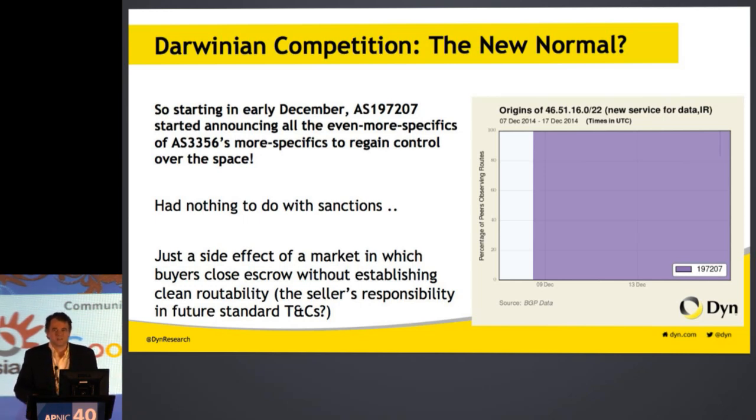This is the side effect of a market in which terms and conditions for address block transfers do not contain clear routability responsibility. And probably that has to fall on the seller, who has the due diligence duty of warrantying that the space that they are selling you is clean and can be transferred because it's not being used by them or by anybody else.